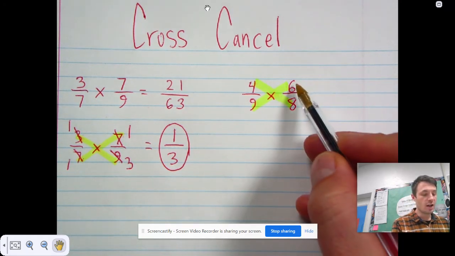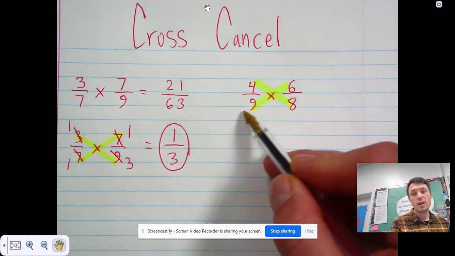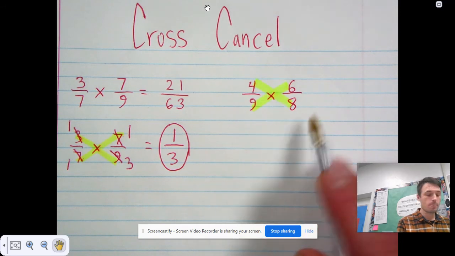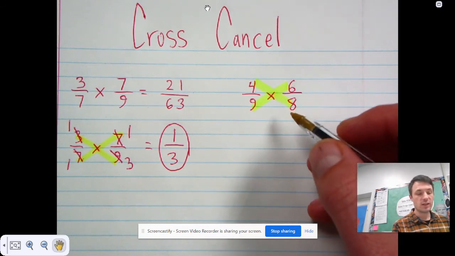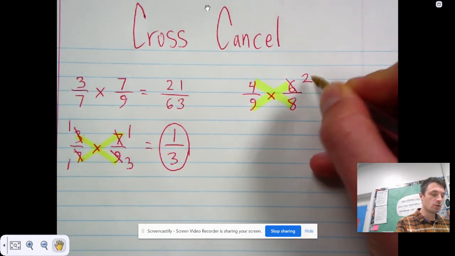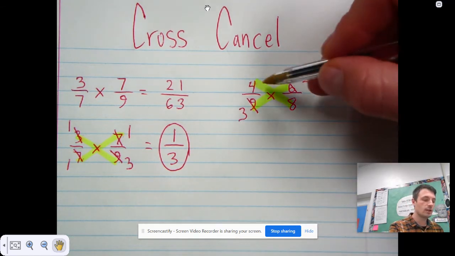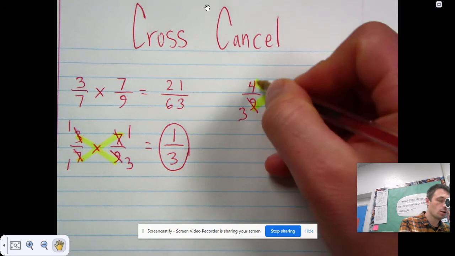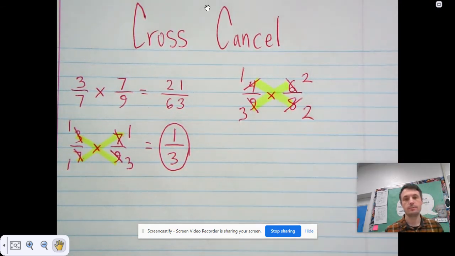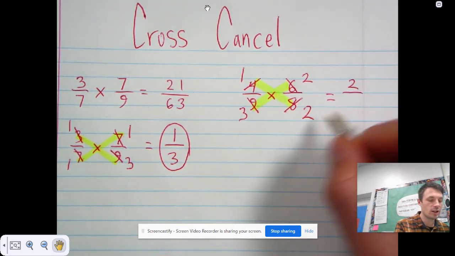So you find the GCF for 6 and 9 and divide both 6 and 9 by that GCF. And you find the GCF for 4 and 8 and divide 4 and 8 by that GCF. So the biggest number that can fit evenly into both 6 and 9 is 3. And 6 divided by 3 is 2. 9 divided by 3 is 3. The biggest number that can fit evenly into both 4 and 8 is 4. 4 can fit into itself once. 4 can fit into 8 2 times. Now I multiply. 1 times 2 is 2. 3 times 2 is 6.